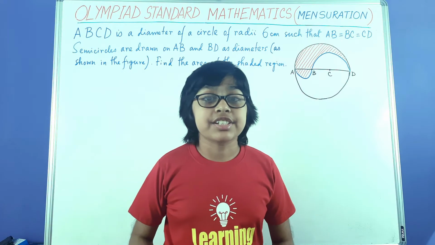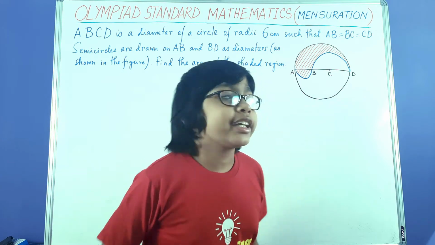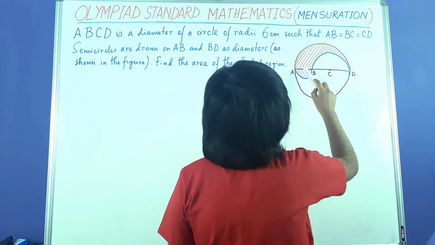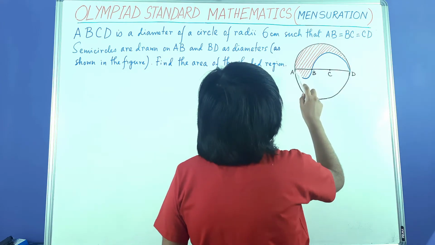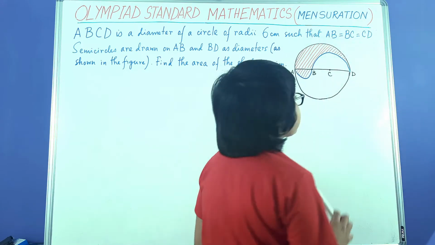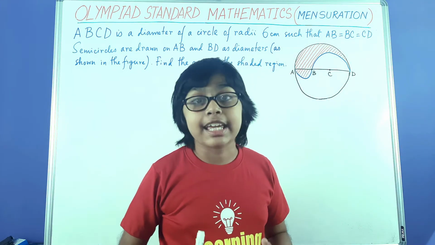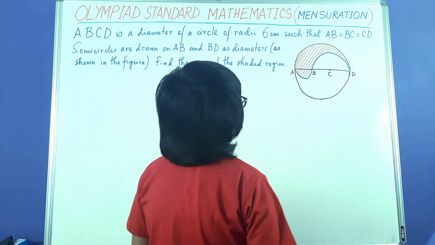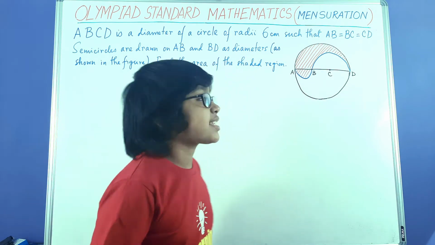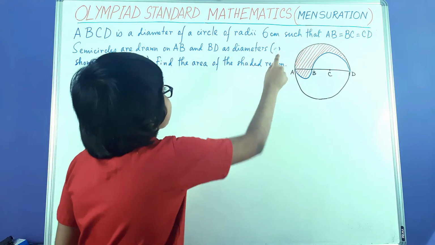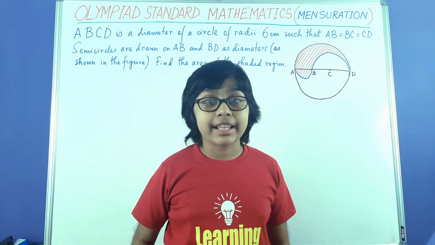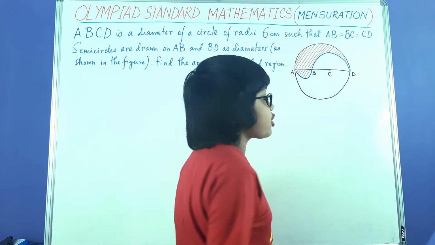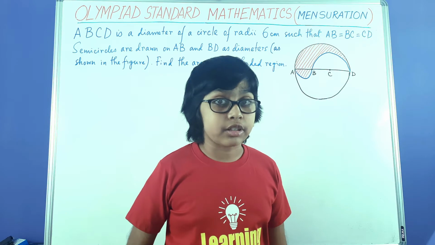Okay, first let's understand this diagram very well. Here we have a circle with diameter AD, and we have to find this shaded region. As per the information, AB equals BC equals CD. That means the three divisions of the diameter. And as per the question, the radius is 6 centimeters. That means we need to find its diameter so that we can get the length of each of these three divisions on the diameter. Let's see.